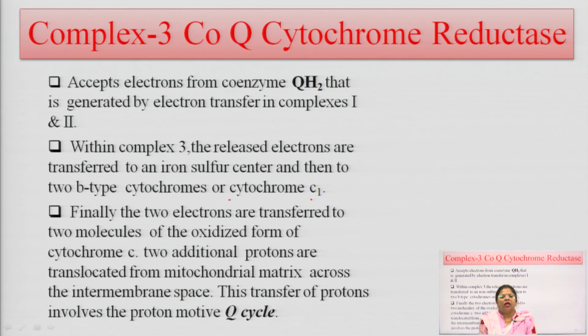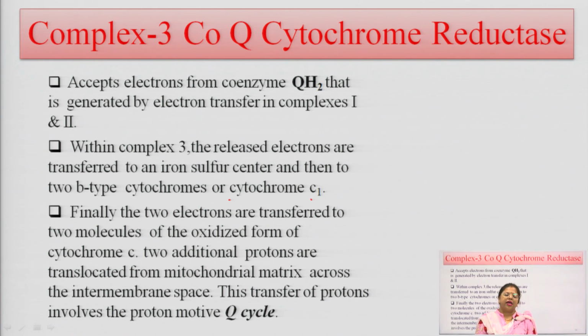Here finally, the 2 electrons are transferred to 2 molecules of the oxidized form of cytochrome c, and free protons are translocated across the inner mitochondrial membrane. This transfer of protons involves the Q cycle, the proton motive Q cycle, where different free electrons are converted.